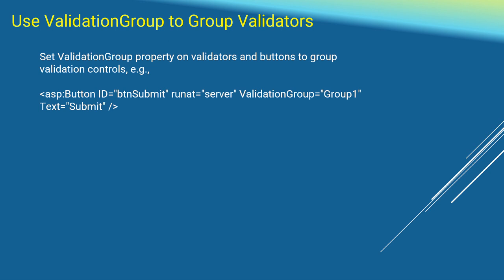Validation group allows you to group sets of validators and controls, so you can have multiple forms or sections on one page validated independently. Assign the same group name to related validators and buttons.